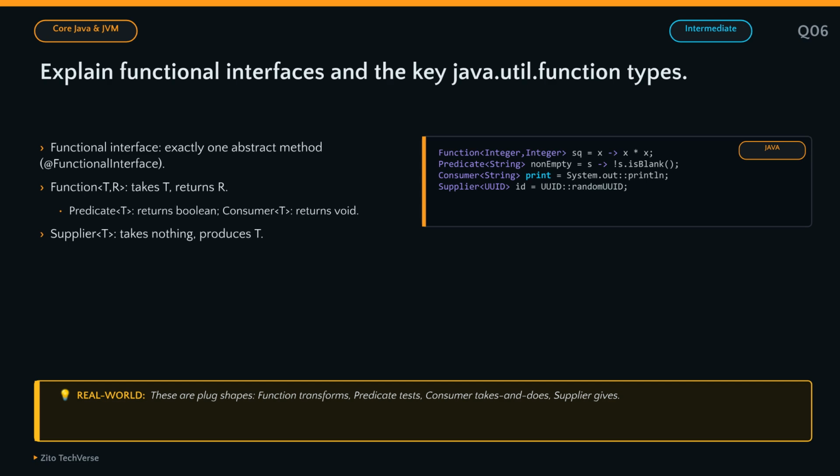Question 6. Explain functional interfaces. They have exactly one abstract method. Key types in java.util.function include Function to transform, Predicate to test, Consumer to act, and Supplier to provide values.